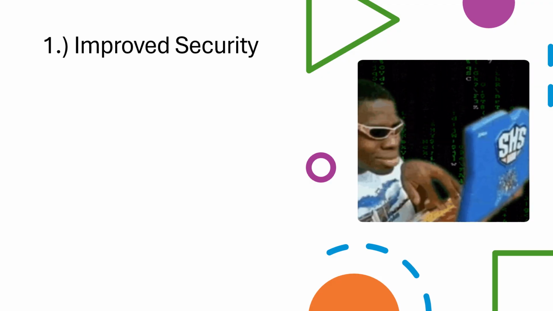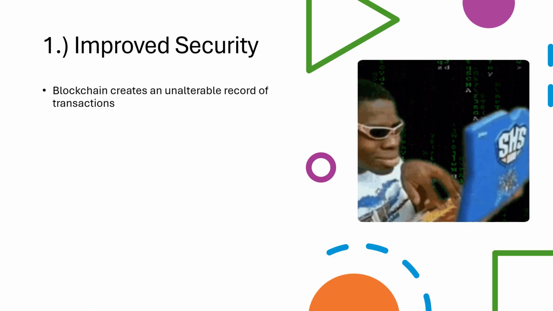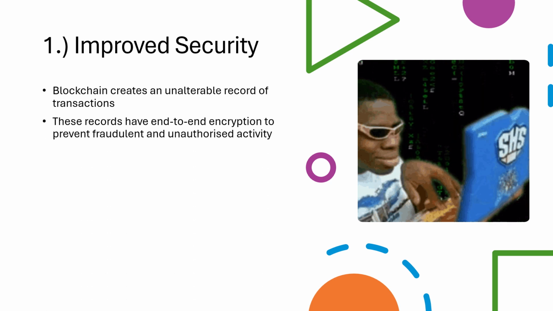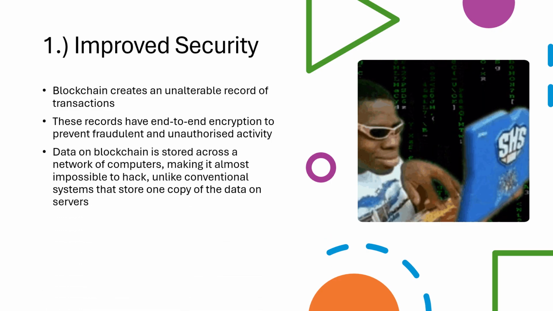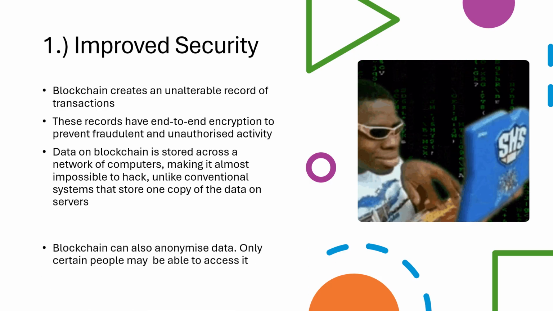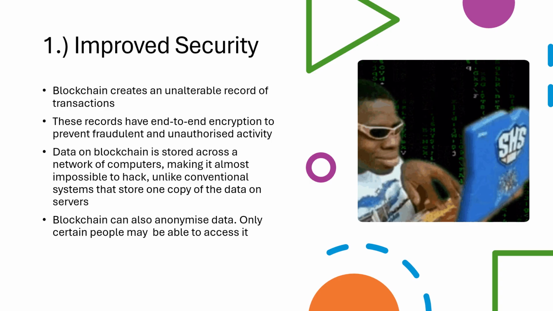Improved security. Blockchain creates an unalterable record of transactions. These records have end-to-end encryption to prevent fraudulent and unauthorized activity. Data on blockchain is stored across a network of computers, making it almost impossible to hack, unlike conventional systems that store one copy of data on servers. Blockchain can also anonymize data. Only certain people may be able to access it.